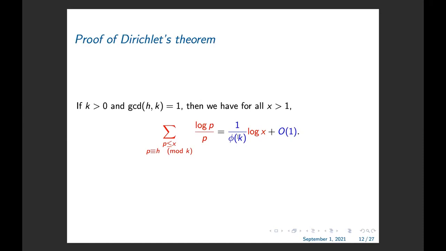So we can say that from here, there is no h appearing. So this identity is independent of h. Whatever h we choose, which is co-prime to k, we get the same averaging formula here. So we can say that the primes in an arithmetic progression, the primes in a reduced residue class modulo k, are evenly distributed.